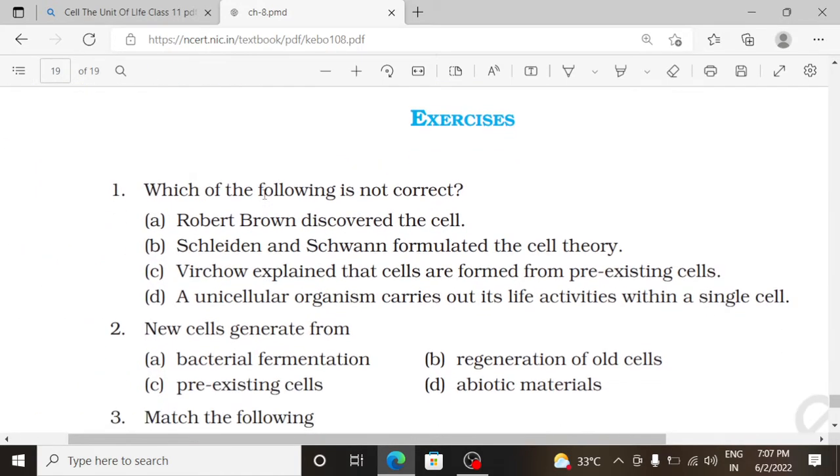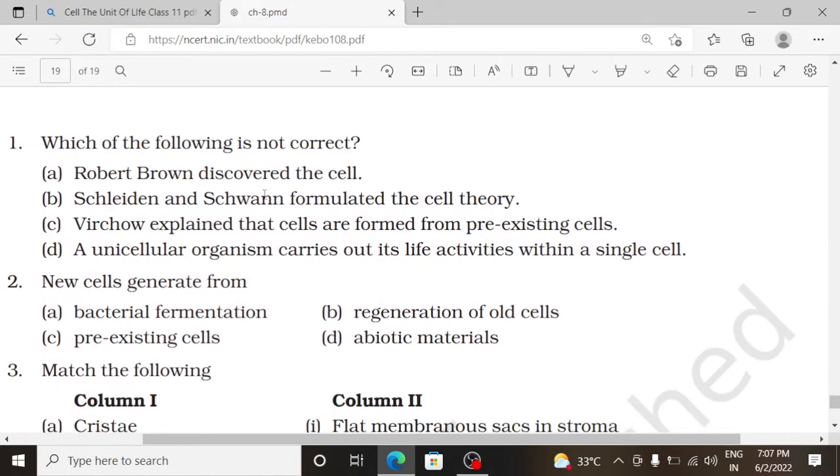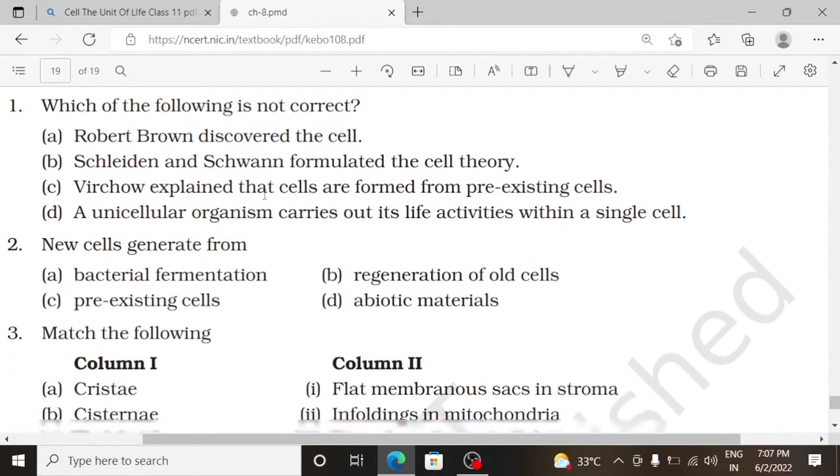Which of the following is not correct? Robert Brown discovered the cell. Schleiden and Schwann formulated the cell theory. Virchow explained cells are formed from pre-existing cells, or a unicellular organism carries out its life activities within a single cell. Second question, new cells generate from what? Bacterial fermentation, regeneration of old cells, pre-existing cells, or abiotic materials.